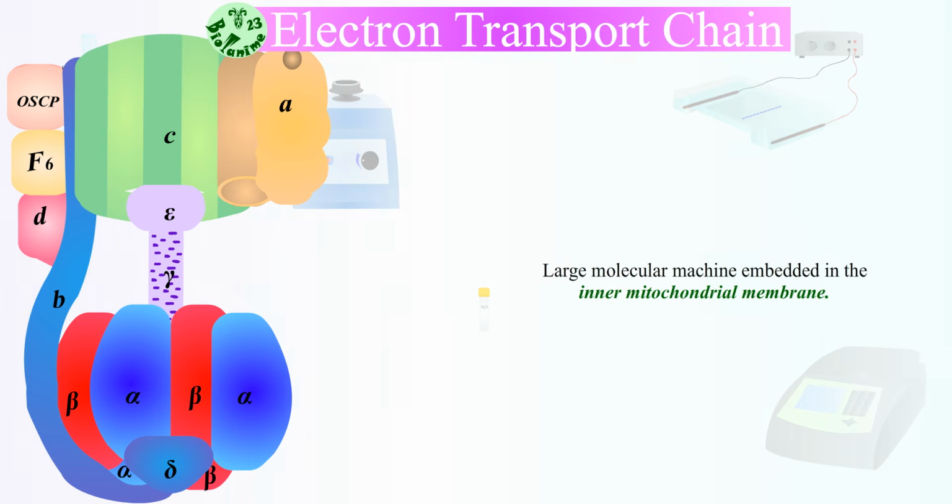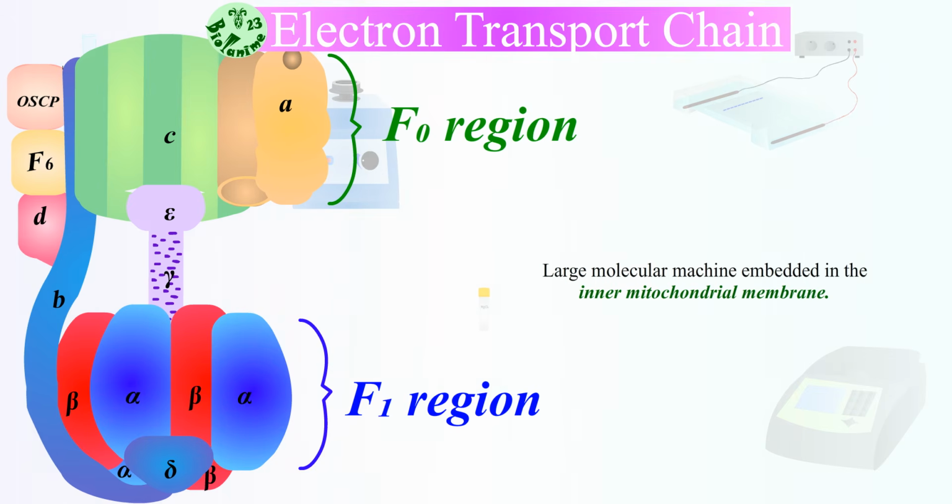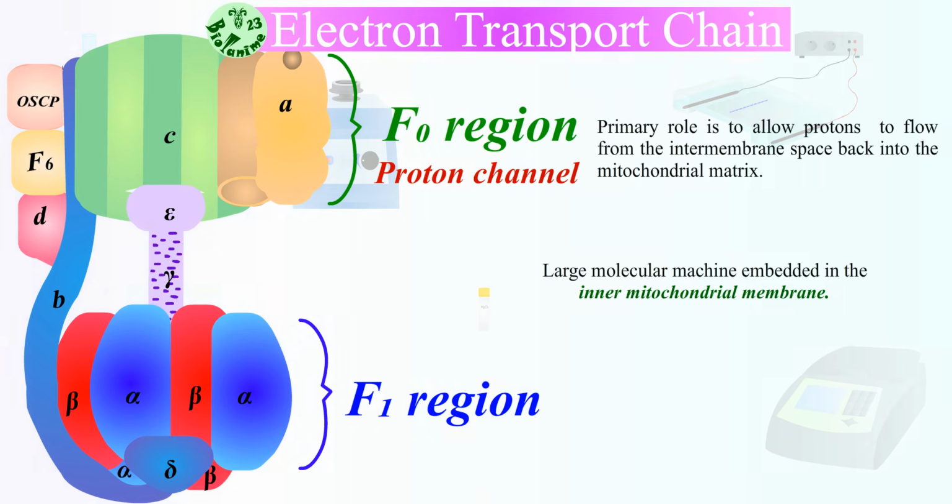It consists of two major functional regions, the F₀ region and the F₁ region. The F₀ region is embedded within the inner mitochondrial membrane and forms the proton channel. It is composed of the A subunit, the C-ring (serine), and associated structural proteins. Its primary role is to allow protons to flow from the intermembrane space back into the mitochondrial matrix.